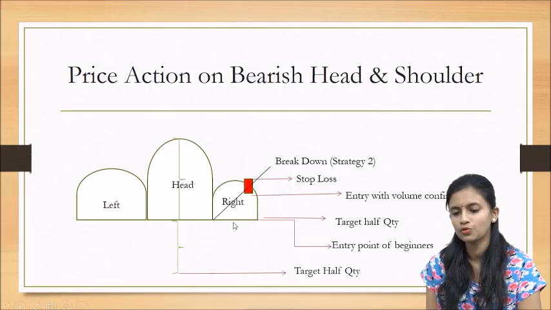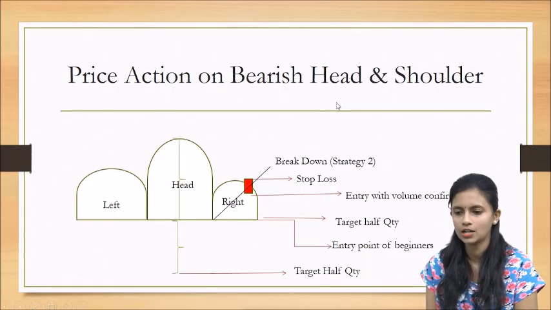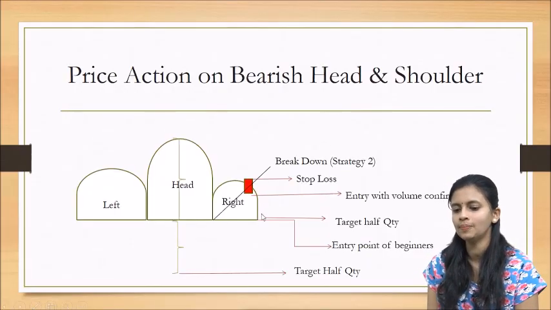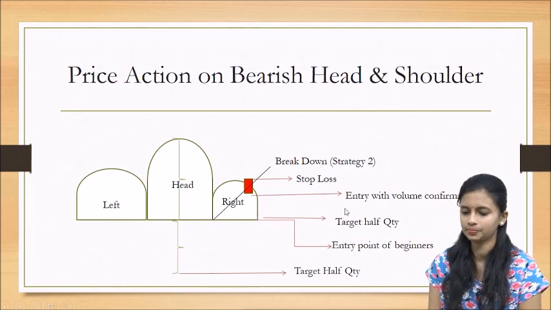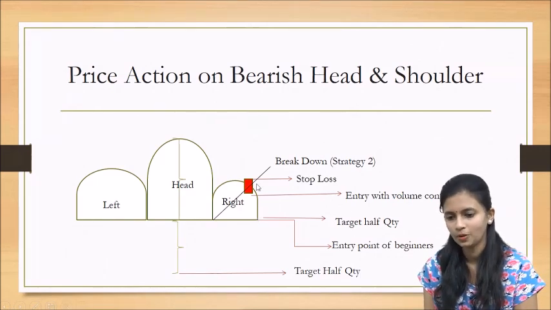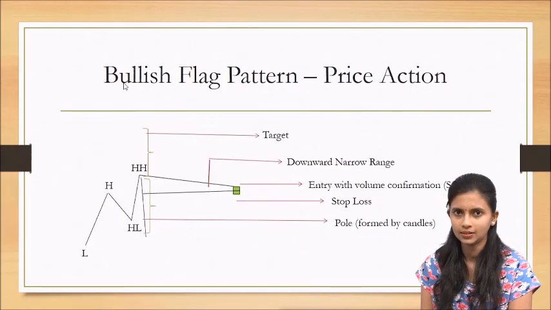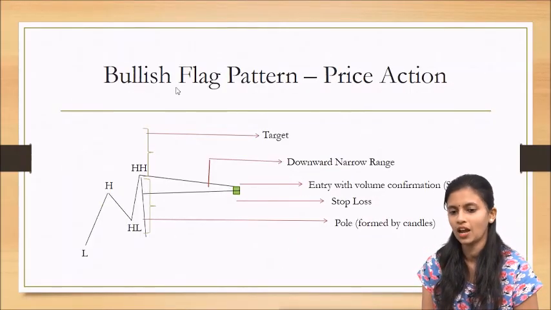So the advantage of using price action on this head and shoulder pattern is that you will make a profit much more than the non-price action trader. You can increase your profits and you can decrease or minimize your loss as well. The next pattern is the flag pattern. In that again there are two types. We have the bullish flag pattern and the bearish flag pattern.